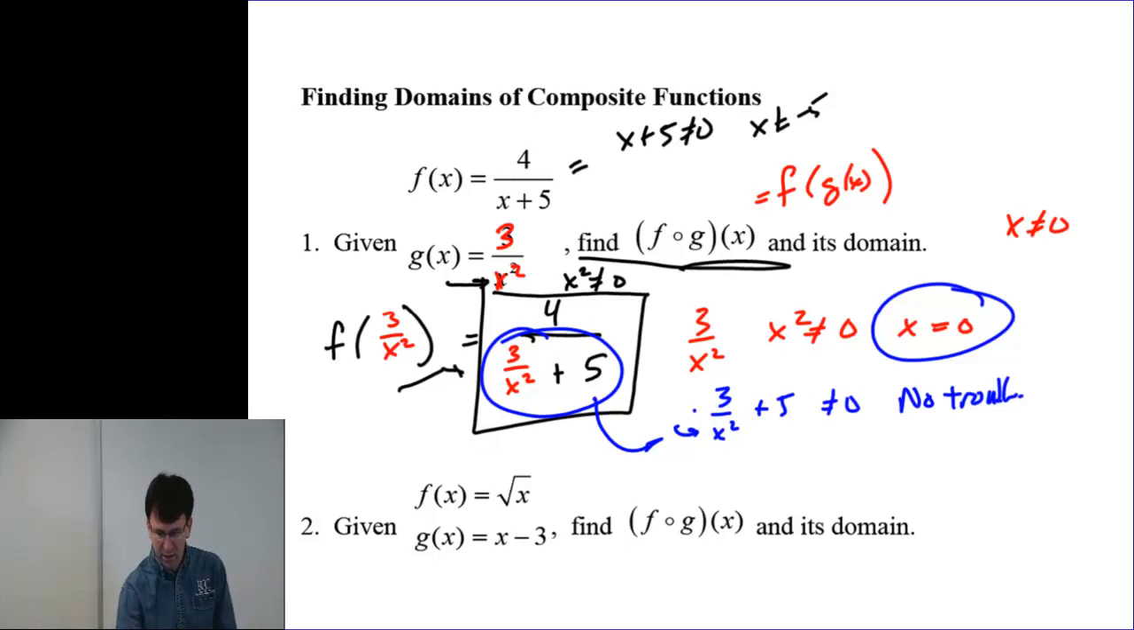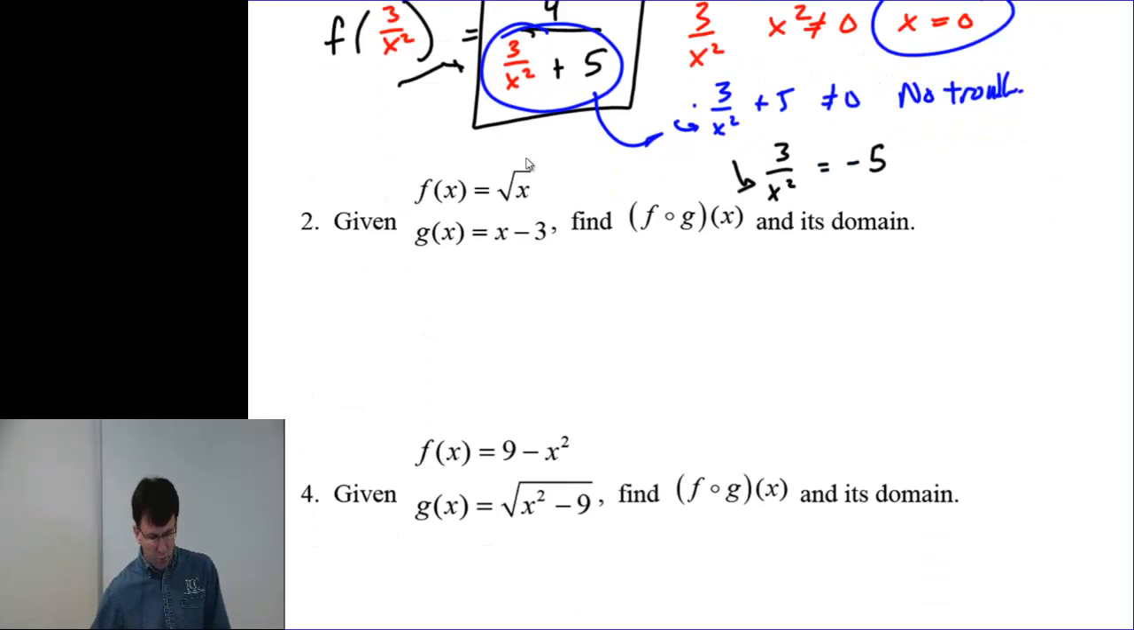And the reason why that's not a problem, if I'm skipping a step for you there that's hard to follow, if you put 3 over x squared equals a negative 5, there's no value you could plug in for x that would ever create a negative value on that other side. So we're good to go there. Let's look at one more of these so that we can maybe see another example.